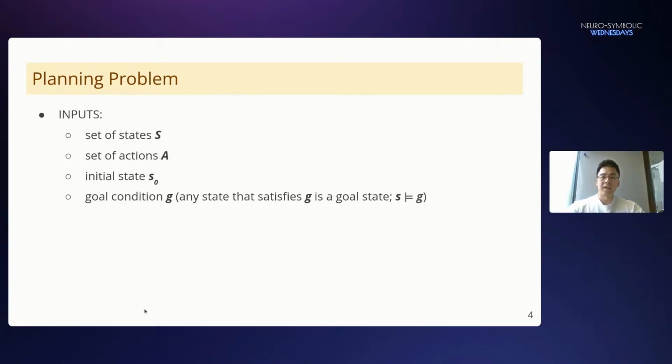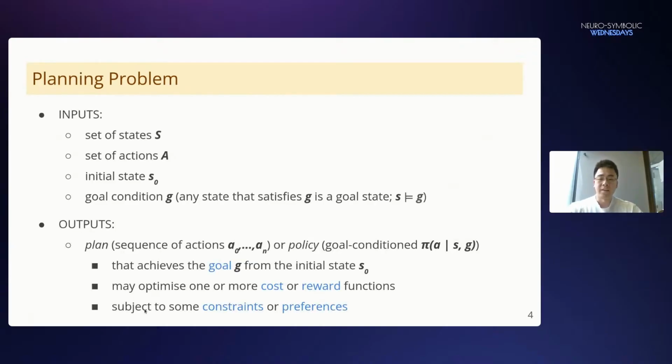More formally, we can define a planning problem algorithmically as a set of inputs and outputs. A planning problem is given as a set of states, a set of actions which define transitions between the states, some initial state, and a goal condition. We say that any state that satisfies the goal condition is a goal state. Generally with planning, we want to find either a plan, which is a sequence of actions, or a goal-conditioned policy that achieves the goal from your initial state. We may optimize for one or more cost or reward functions, and we may possibly be subject to some state or trajectory constraints or preferences.